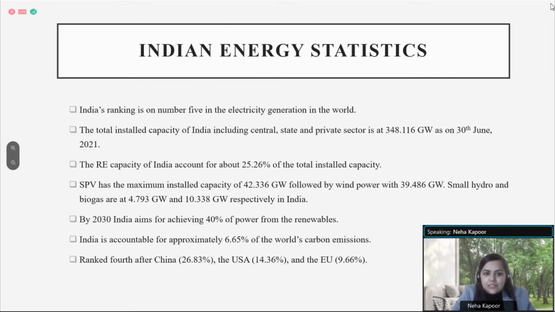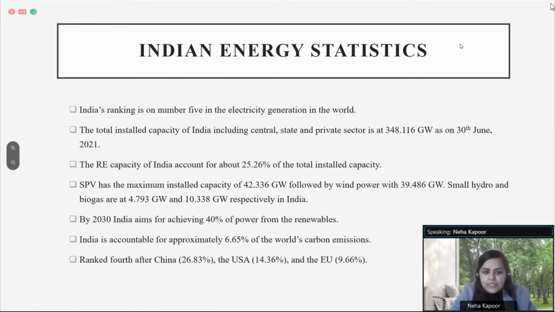Indian energy statistics say something like this. India is ranked number 5 in electricity generation, and the total installed capacity in India, including the central, state, and private sector, is 348.116 gigawatts as on 30th of June 2021. The RE capacity of India accounts for about 25.626% of the total installed capacity. So we have done a lot of growth over the last years.